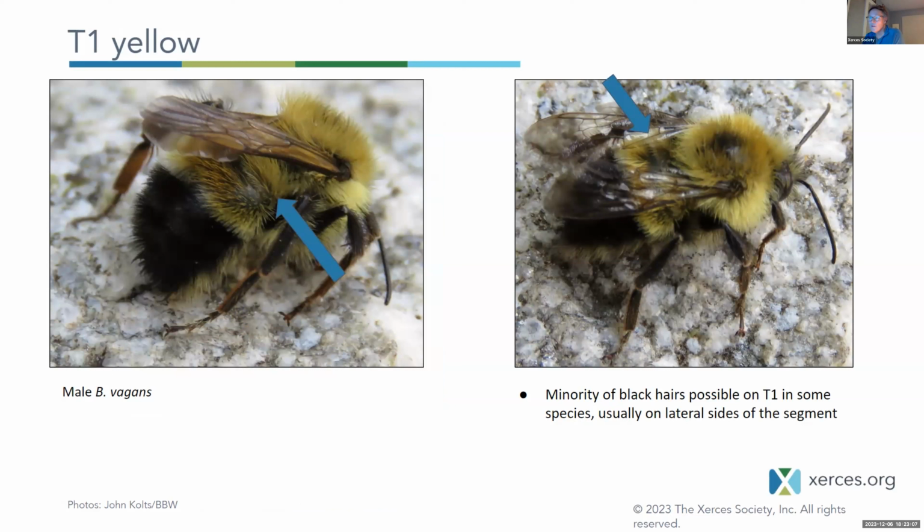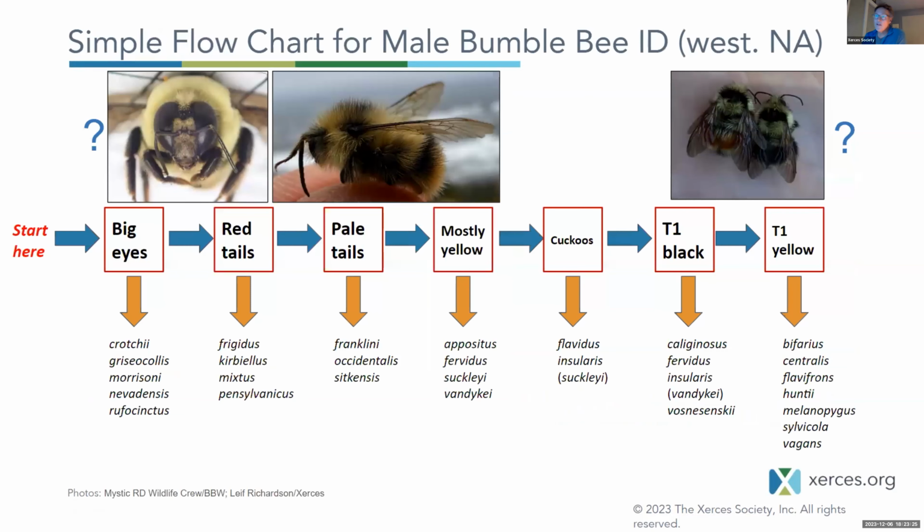It's usually clear, just all yellow in the species that have this situation, but sometimes you'll find some black hairs, often on the sides of the segment, like right where the arrow is pointing. That's the lateral side of that T1 segment. Again, let me remind you that we're going left to right in this little heuristic. Some of the bees that have big eyes have T1 black also, so we're ruling them out at big eyes. So when you get to T1 black, it's just the remaining species.